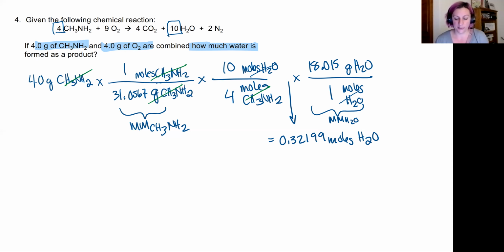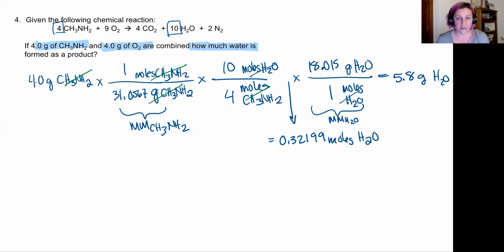And if I then do the calculation all the way through to mass, I'll find that I calculate a value of 5.8 grams of water. So I can either compare between moles or I can compare between mass. If I compare between moles, I'll need to still take my limiting reactant one more step to reported mass, but then it's just one more step.